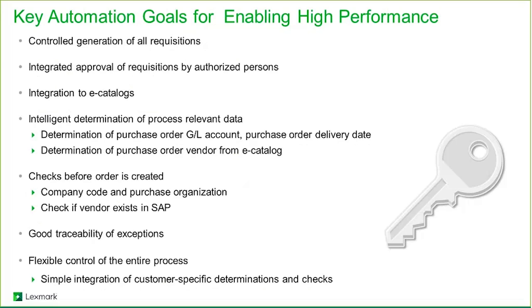And of course, we have to have dynamic access to the catalogs that people are using so that they have access immediately to some of the materials and supplies that they're going to be ordering. And we also have to be able to have automated determination of some of the supporting transactions that you need in order to process a requisition. So for example, the purchase order, GL account, general ledger account, the determination of the vendor, make sure that the vendor is valid, and then we have a bunch of checks before this order is created.